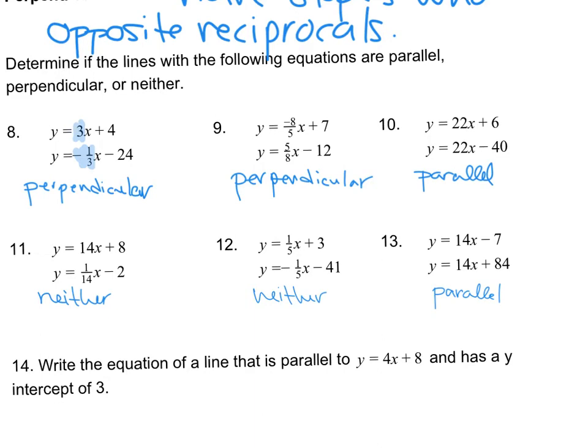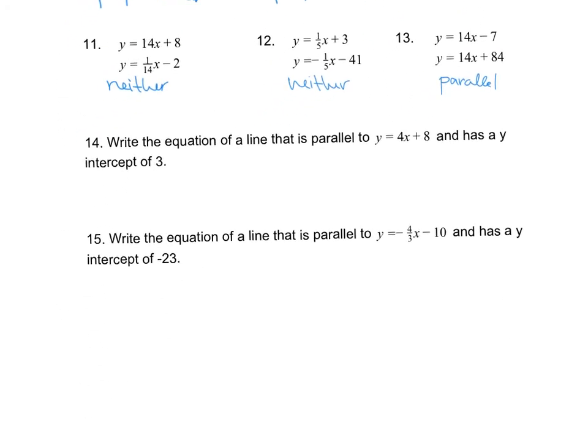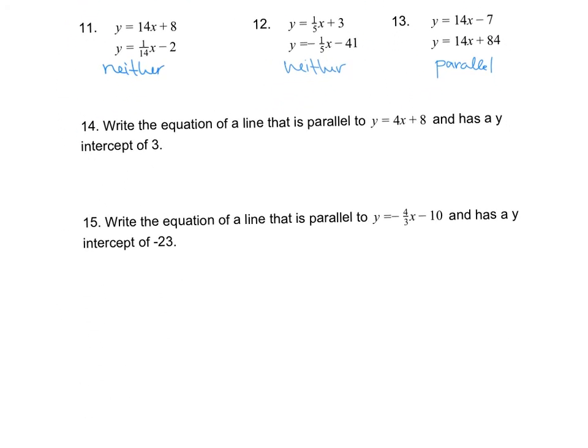All right. How much time we got? 20 minutes. Okay. So knowing what we know about the slopes, we can write equations of parallel and perpendicular lines. So if we're looking at number 14, we want to write the equation of a line that is parallel to y equals 4x plus 8 and has a y-intercept of 3. Okay. So if it's going to be parallel to this line, we know our slope has to still be 4. It told us that our y-intercept is 3. So this is y equals 4x plus 3.